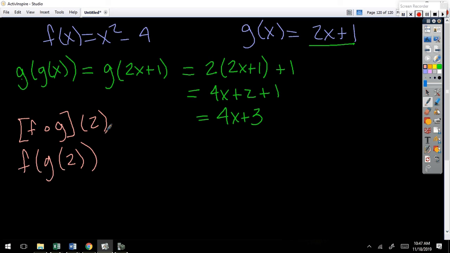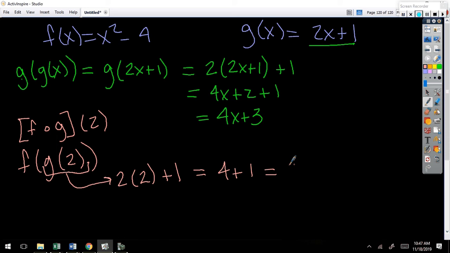So you plug in 2. Remember, I told you the key to composition is working what? Inside out. So you're plugging in 2 for every x. The question is, what is g of 2? It's just x over 2 is g of x. So it's just 2 times x. Yeah, absolutely.